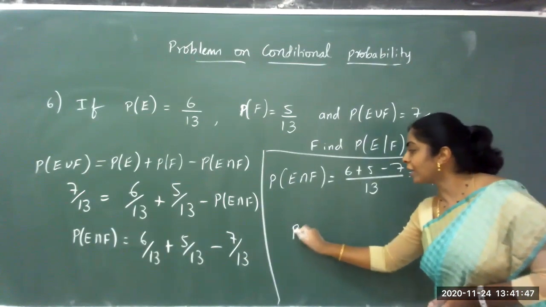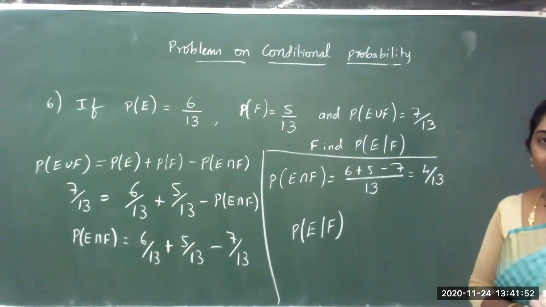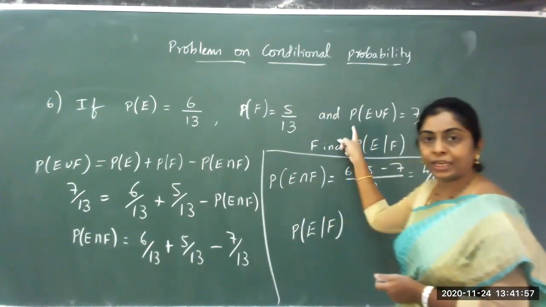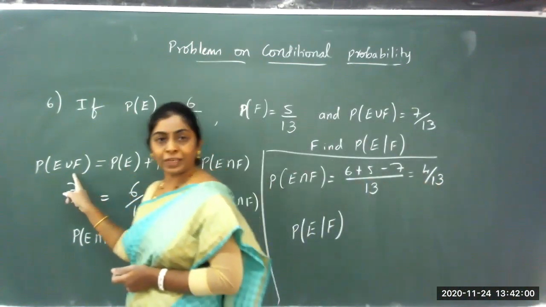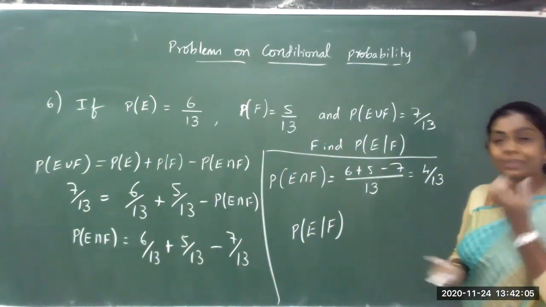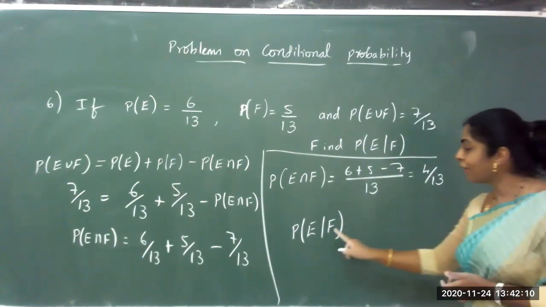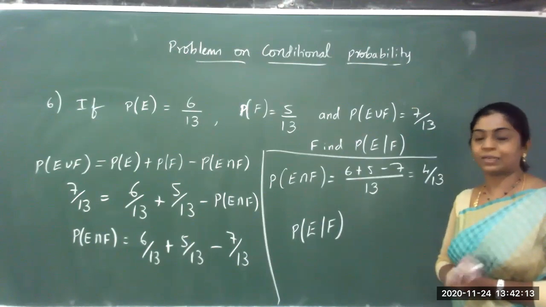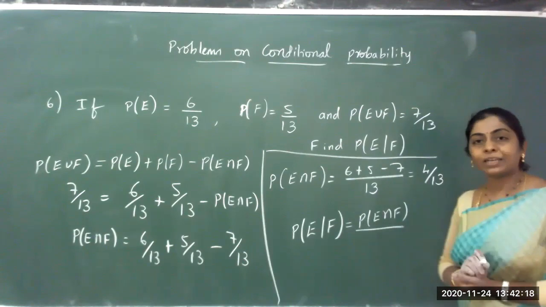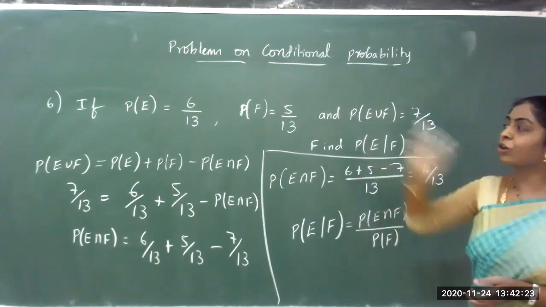Now I will find the conditional probability of event E when event F has occurred. Since in the given data I had only probability of E, F and the union, I used the formula for probability of E union F to find probability of E intersection F. Once I obtain it, I use the conditional probability: probability of E intersection F divided by probability of F, because that is the event that has occurred, which is already given.